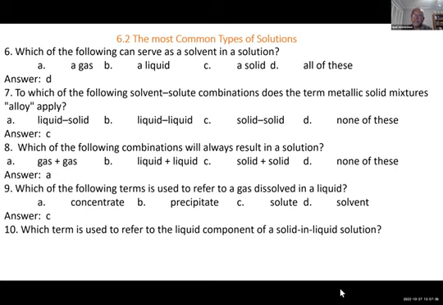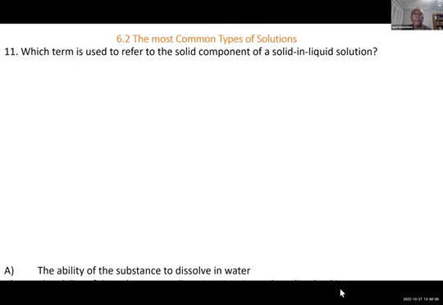Which term is used to refer to a liquid component in a liquid solution? A solid in a liquid solution is a solute. They are not asking about solid. What is the liquid component in a solid in liquid solution? The liquid component is the solvent. Which term is used to refer to a solid component in a solid-liquid solution? The solid component is the solute.